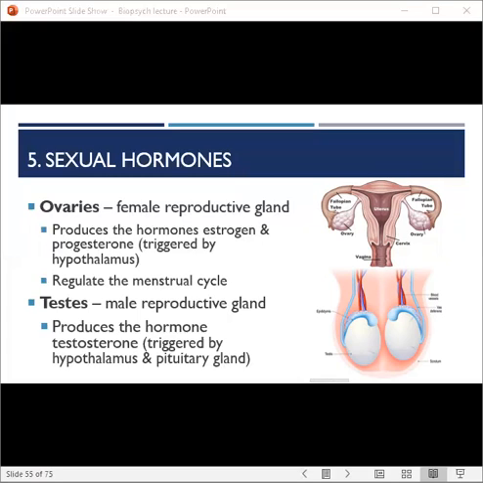The testes are twin oval-shaped organs about the size of a large grape. They're located within the scrotum, which is the loose pouch of skin that hangs outside the body behind the penis. While this location makes the testes vulnerable to injury because they're not shielded by any muscles or bones, what it does is provide a cooler temperature, which is necessary for healthy sperm production.